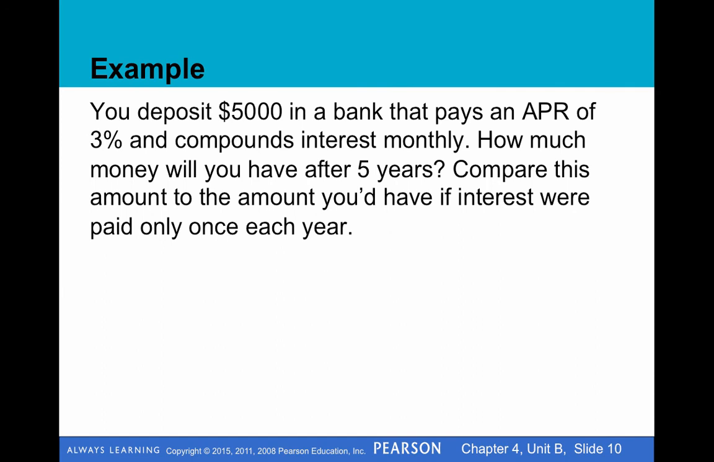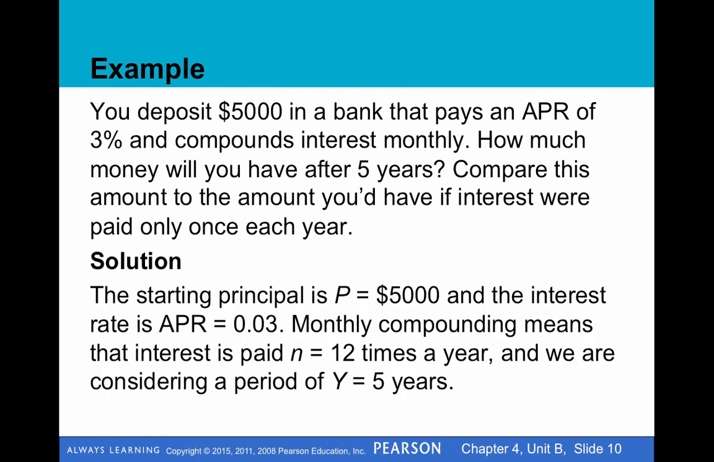So let's say we deposit $5,000 in a bank that pays an APR of 3% and compounds interest monthly. So that means n will be 12 here, monthly. How much money will you have after 5 years? Compare this to the amount you would have had if interest were only paid once a year. So we'll do both formulas.